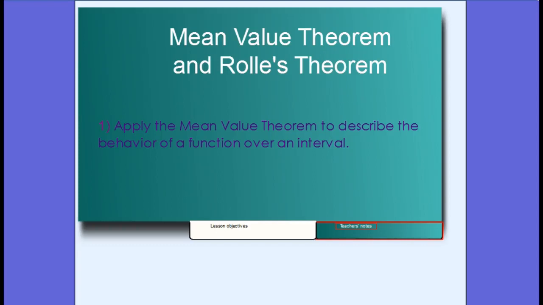Welcome to lesson 3.4. Last time we looked at the extreme value theorem, or EVT. This time we're going to be looking at the mean value theorem, also known as the MVT, and a special case of the mean value theorem known as Rolle's theorem. And we'll see how we can apply this theorem to help us describe the behavior of a function over a given interval.